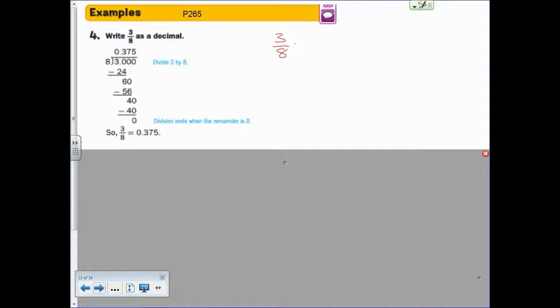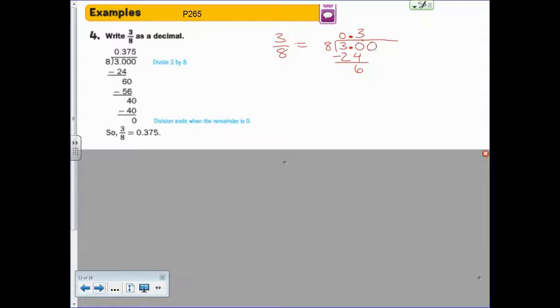So what we need to do with this is take the top number inside and the bottom number outside. Because 8 won't go into 3, this is where our decimal comes in. We have to add a 0. We bring our decimal point up and put a 0 in front of it. And then 8 goes into 30 3 times. 3 times 8 equals 24. You subtract and you get 6 left over.